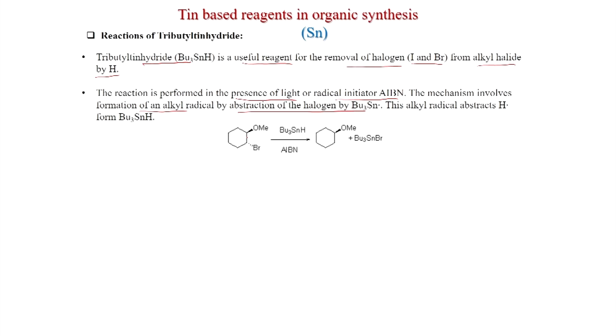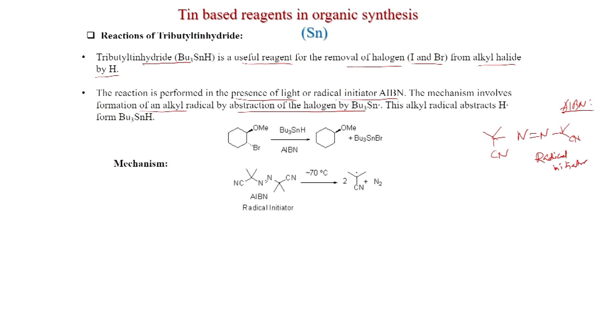Suppose, for example, this is the alkyl bromide, with AIBN. So, this is the structure of AIBN. This is the radical initiator, because it generates nitrogen and generates a radical. Around 70 degrees centigrade nitrogen will be eliminated as gas and this radical will be formed. So, this radical is stabilized by the cyano group also.